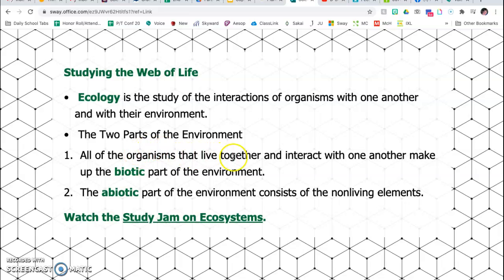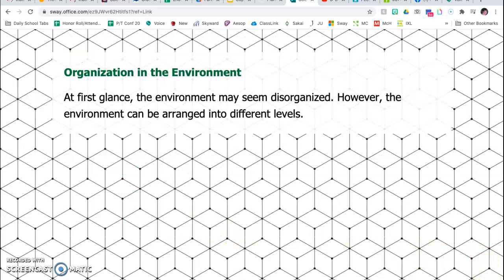is the living things within an environment. So all of the organisms that live together and interact with one another make up the biotic part of the environment. If it is abiotic, it's absence of life. So think of the AB, absence of life. So these would be the non-living elements that make up the environment. So biotic, living, abiotic, non-living. You need to know those 2 terms. Go back and watch the study jam on ecosystems.